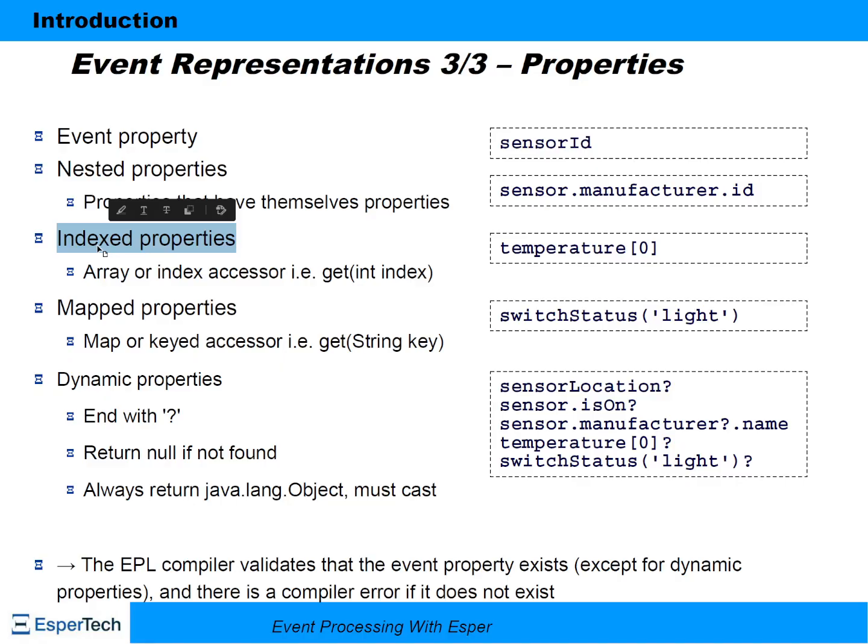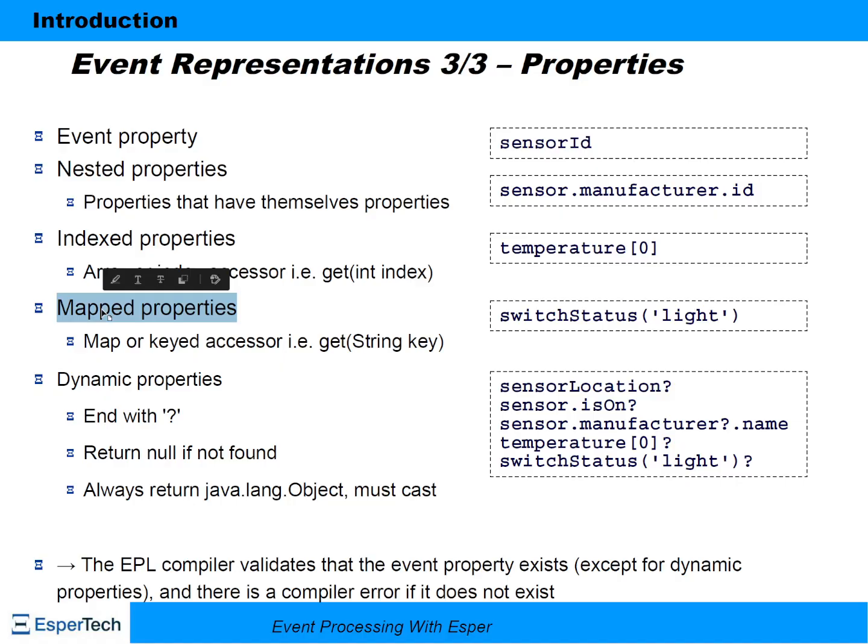Let's talk about map properties. When the event property type is a mapping, you can use parenthesis and provide a key string to access a map value. To illustrate, switch status parenthesis quote light quote, to return the switch status for the key quote light quote.